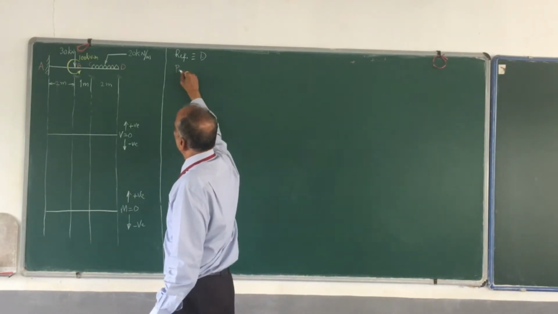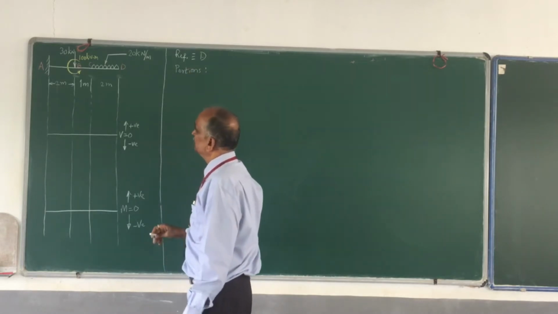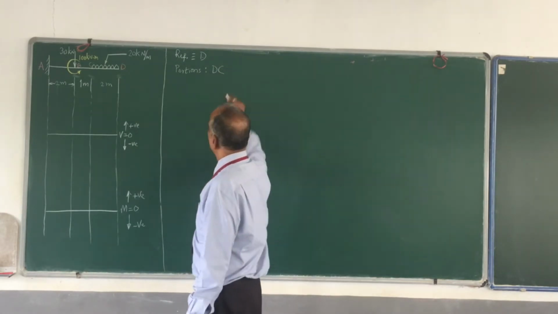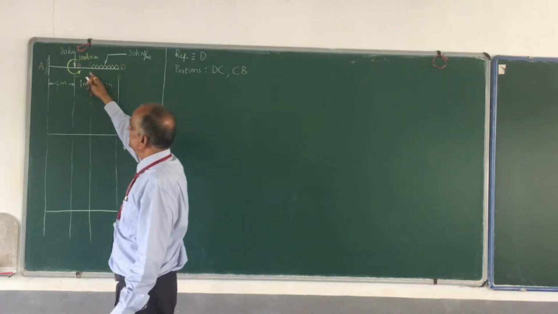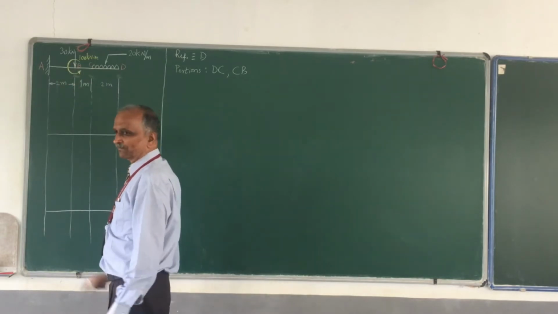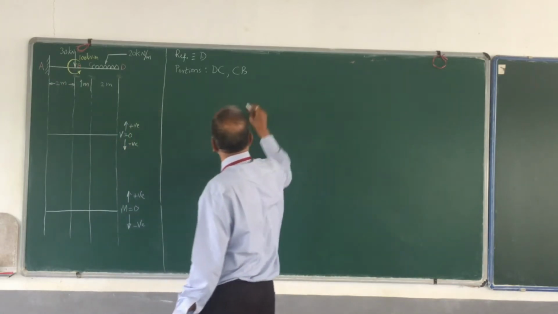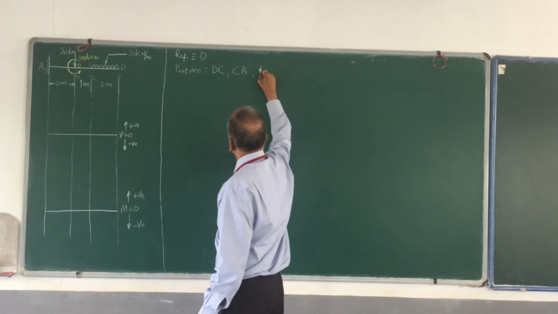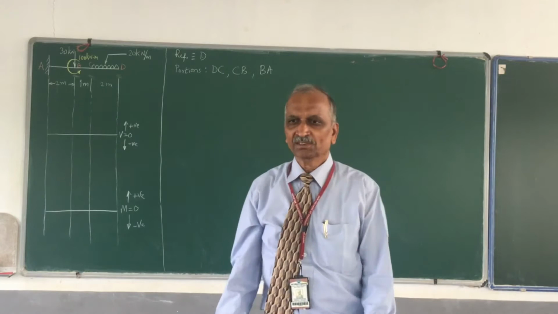Now identify the portions. Which are the portions we need to analyze? One is DC, the portion DC. Because between D and C we have a load, and therefore between C and B I don't have any load. So C and B is another portion. And then B to A is the third portion. These are the three portions I need to consider for my analysis.